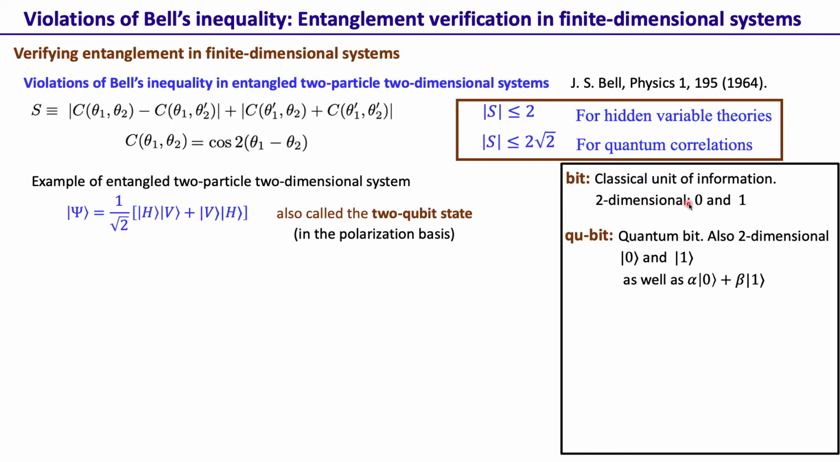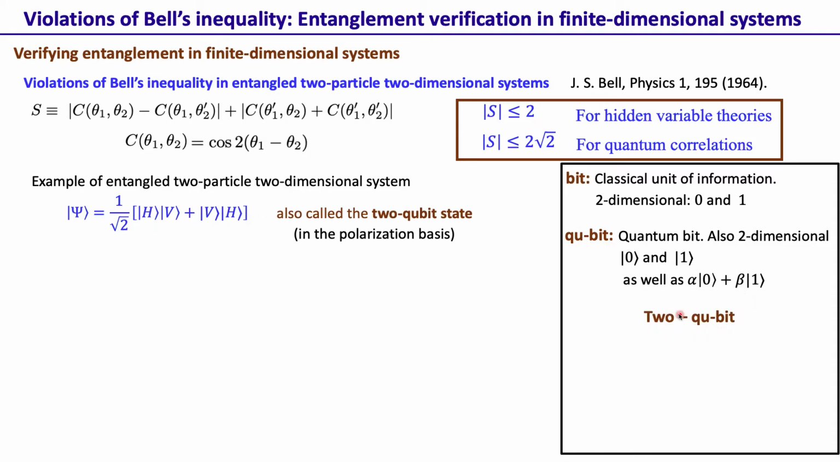So again, in classical, when we say a bit, we mean 0 or 1. These are the two states one can have. But in quantum, when we say a qubit, we mean 0 or 1 or any superposition of these 0 or 1, that means a two-dimensional state space.